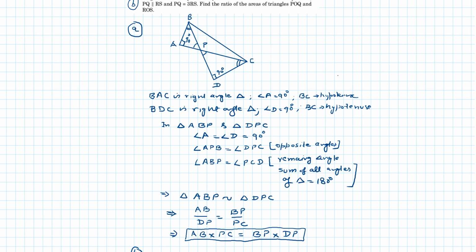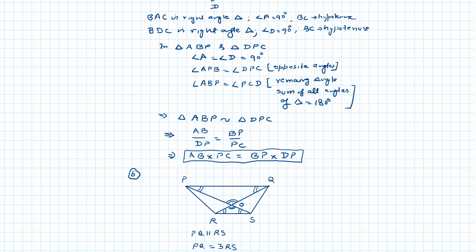Now, what we know is that triangle ABP is similar to triangle DPC. That implies AB upon DP is equal to BP upon PC, and we get the required relation. Now let us come to the second part, that is B.